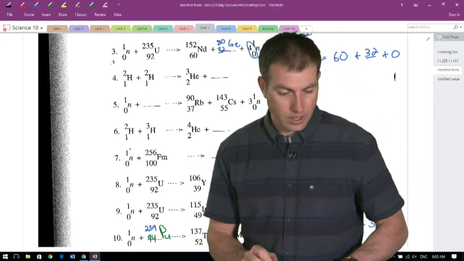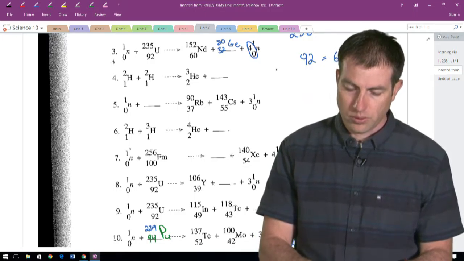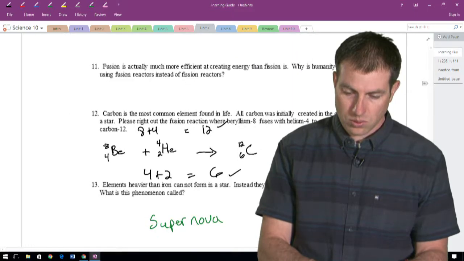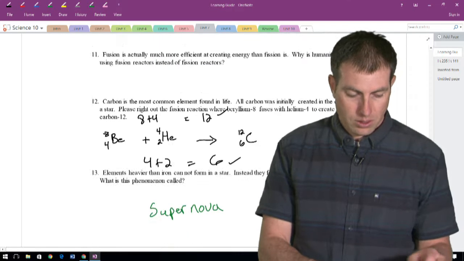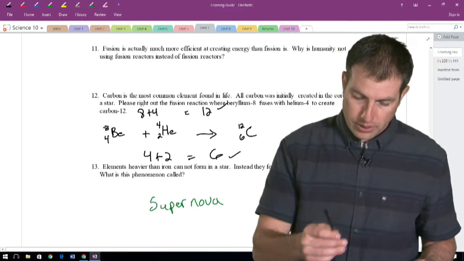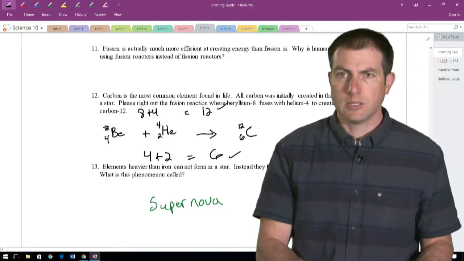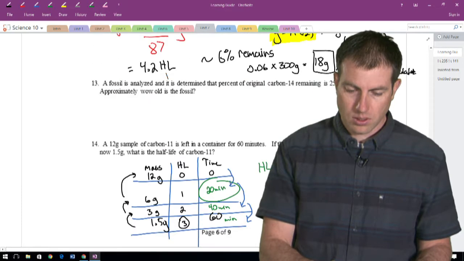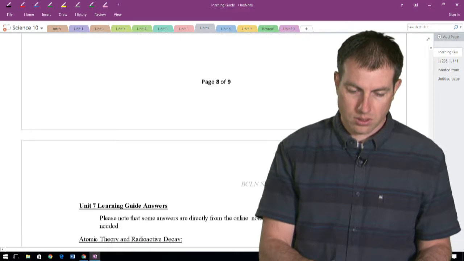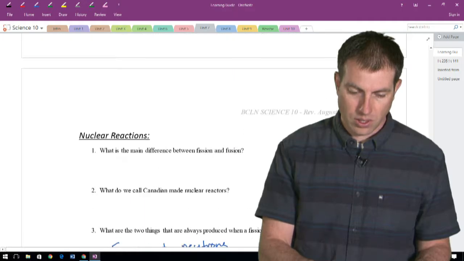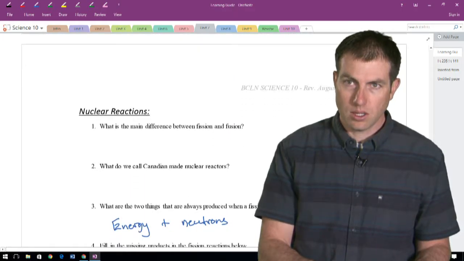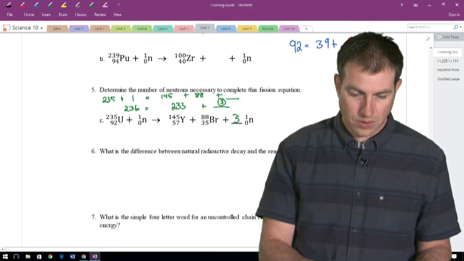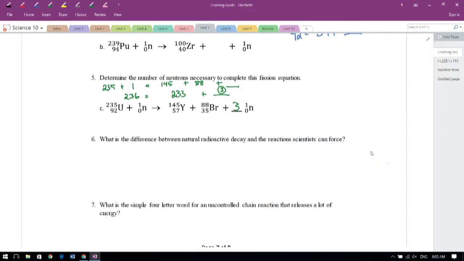All right, Costin, if you have a question on the learning guide, throw the number in the chat, section number, page number, and we can go through it. Anything on here, anything at all. I feel like I've done a lot of the learning guide thus far. Page 7, 5, and 6. So I did 5 already. There's 5.